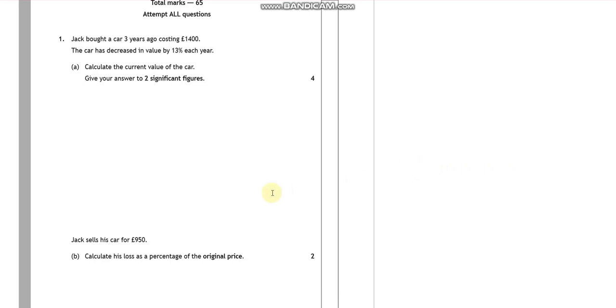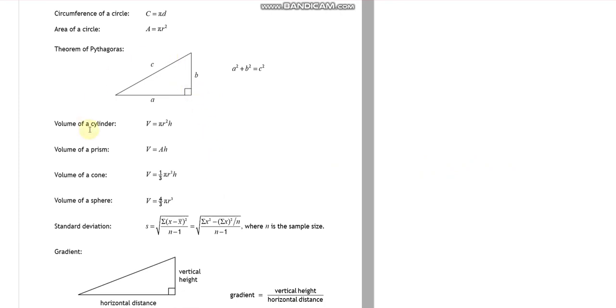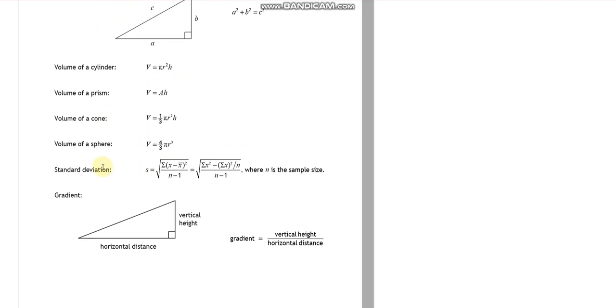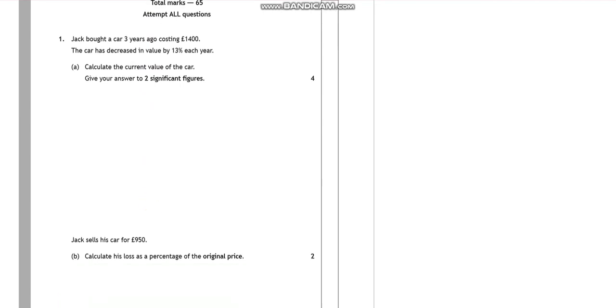Hey, so as I explained before, don't forget to check out your formula sheet. Lots of good things in here, especially with volume. You've got Pythagoras, circle equations, standard deviation, slope. So yeah, let's have a look through this.